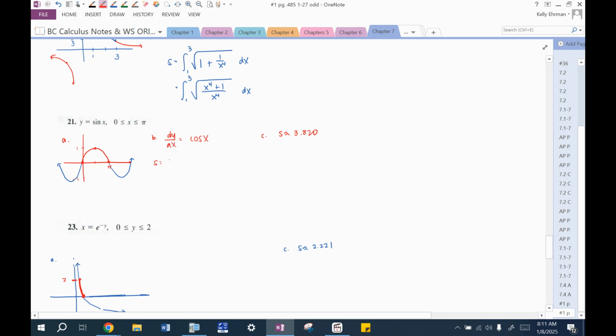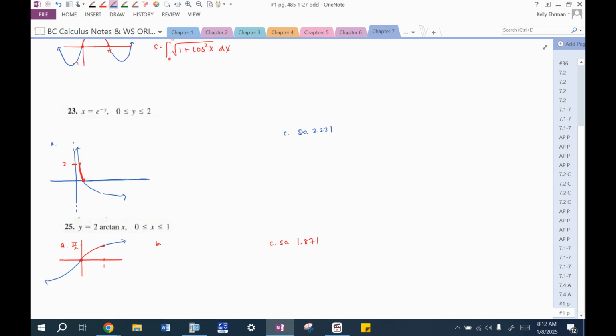If I put this in the arc length formula, I get this integral from 0 to pi of the square root of 1 plus cosine squared x dx. And 1 plus cosine squared is not anything. 1 minus cosine squared would be sine squared, but 1 plus is nothing. And that's nothing I can use for u sub either. So using a calculator, I would go back up here.